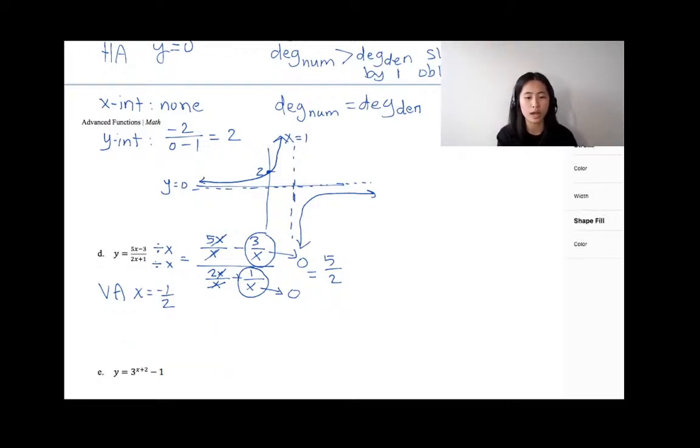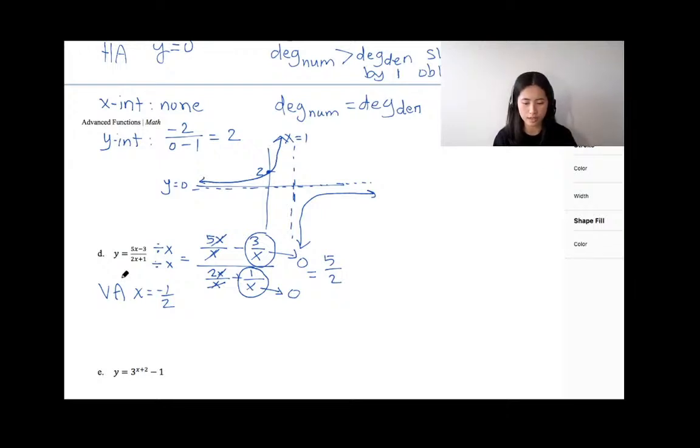Now moving on to our x-intercepts and y-intercepts. So for your y-intercept, you have to plug in 0 anytime you see an x. So maybe we can quickly go over that. Plug this into your calculator.